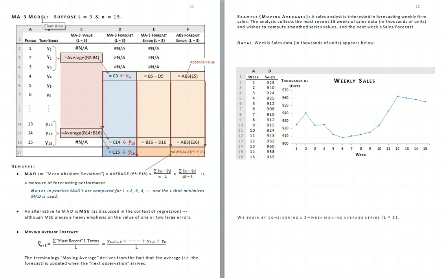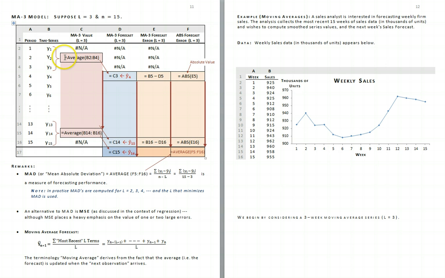We assume the data was collected over 15 periods, and column A identifies the period. Period 1, period 2 through period 15. The actual time series data appears in column B, and in this abstract example is indicated as Y1, Y2 through Y15. Column C contains the centered smooth series values.